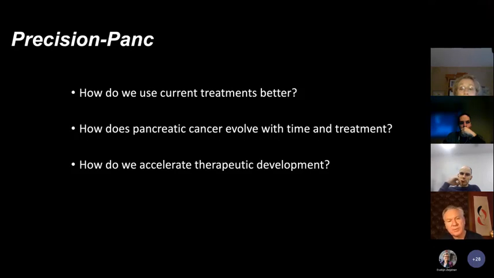And so the core principles of Precision Panc were, how do we use current treatments better? In pancreatic cancer, FOLFIRINOX is probably the pinnacle for the athletes. Only 25% of patients receive FOLFIRINOX, and of those, probably only about 10 to 15% get a meaningful result. So we also know that pancreatic cancer can change with treatment. Many cancers will evolve in treatment, and we have little knowledge and understanding of what happens to patients that get into clinical trials. How do they compare to the usual cohorts?